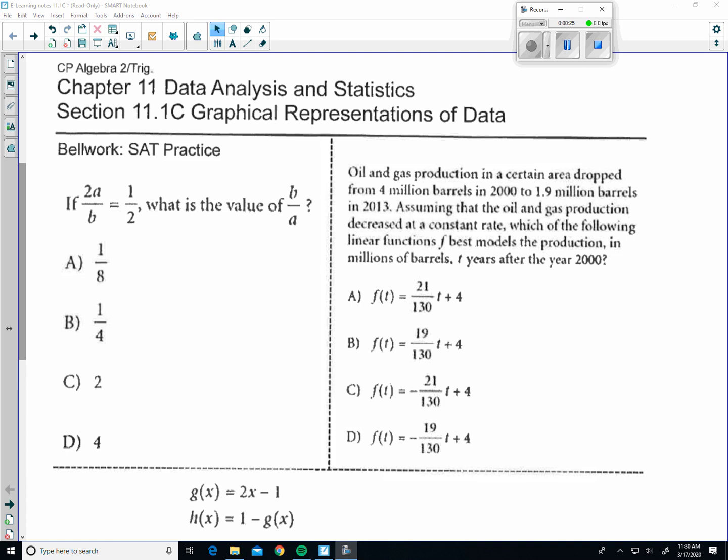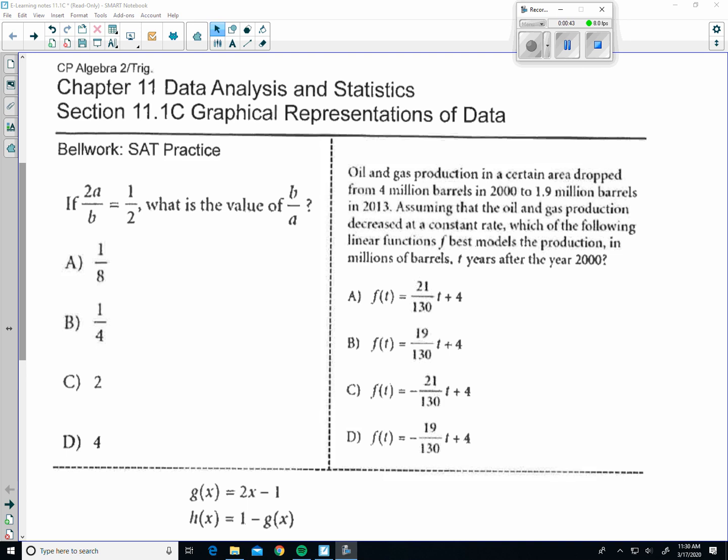If you remember, before the spring break, we were taking a look at different ways to display data or show a sample space and try to do some mathematical calculations of that data. But before we get back into that, let's do some of those nice SAT practice problems. I got 4 of them here for your bell work.